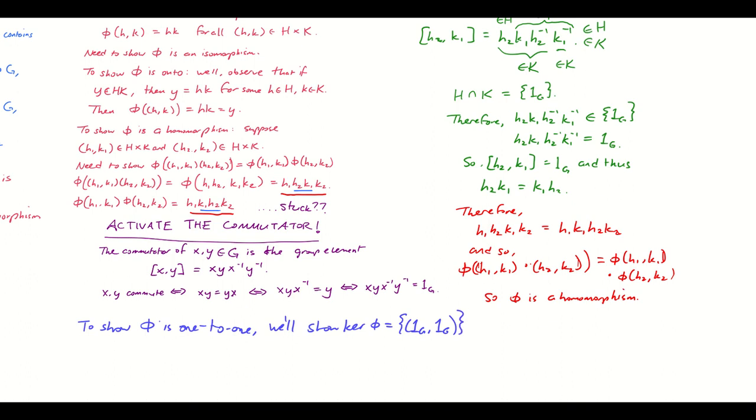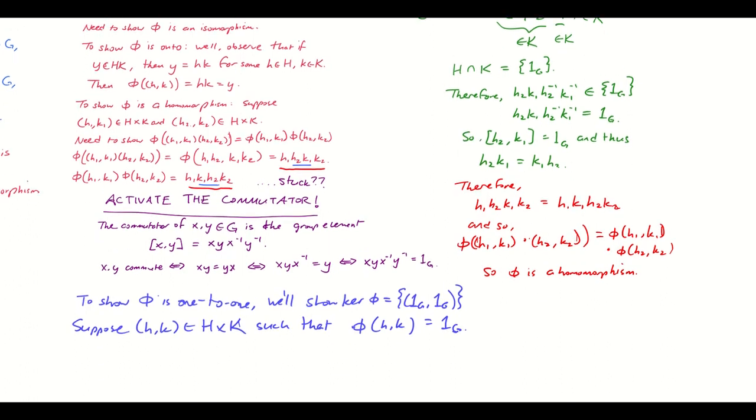Remember, those are both the identity of G, because even though we're doing H cross K, H and K are both subgroups of G. So we just mean the ordered pair consisting of two copies of the identity of G. All right, so for this, suppose we have something in the kernel. Suppose that (h, k) is in H cross K such that phi of (h, k) is the identity of G. Identity of G there because we're mapping into the group G, specifically into the subgroup HK.